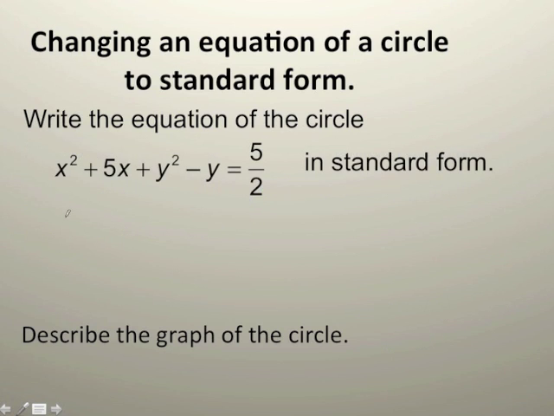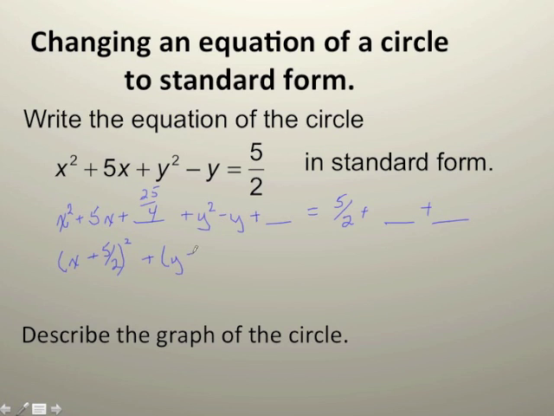Here we can take x squared plus 5x plus something, plus y squared minus y plus something, equals 5 halves plus my two things I added on the other side. Well, here half of 5 is 5 halves, squared. 5 halves squared is 25 fourths, squaring both the numerator and denominator.